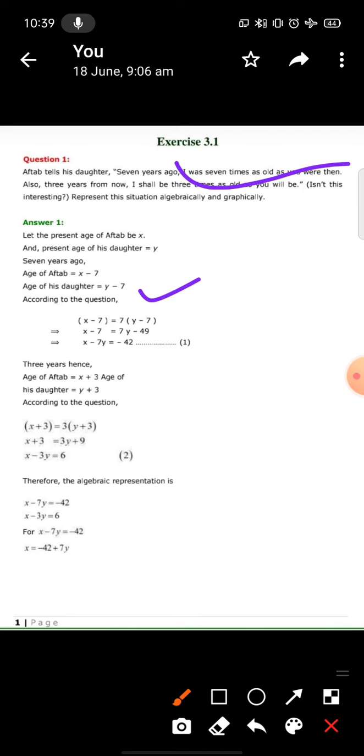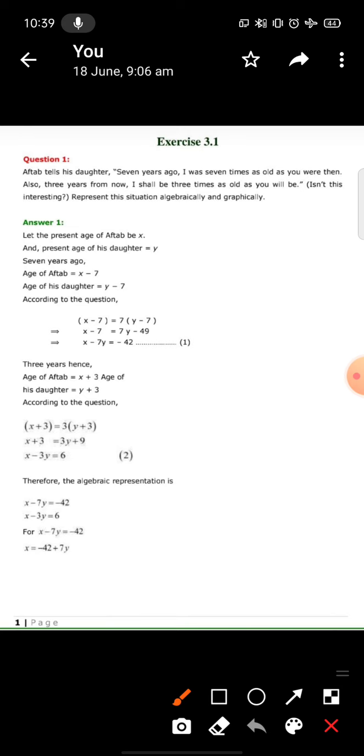"I was 7 times as old as you were then." Okay, so he was 7 times, that means who was 7 times? आफ्ताब. तो आफ्ताब का 7 साल पहले एज क्या था? x माइनस 7. x minus 7 equal to 7y minus 7, because Aftab's age is equal to 7 times of his daughter's age, that means x minus 7 equal to 7 times y minus 7.